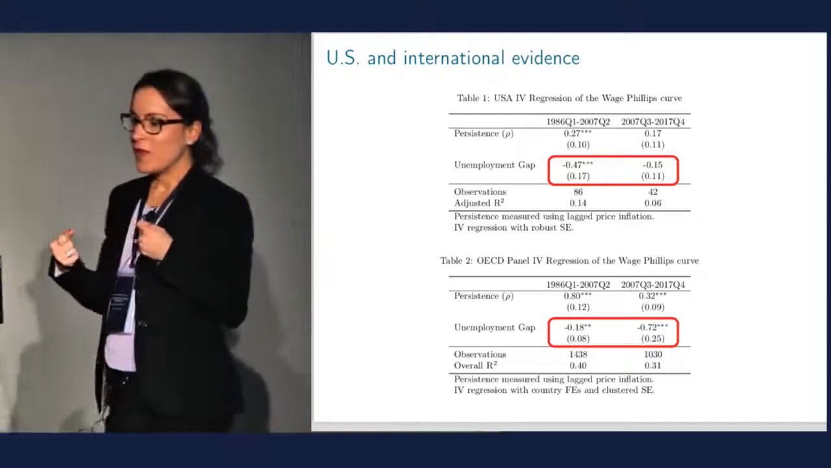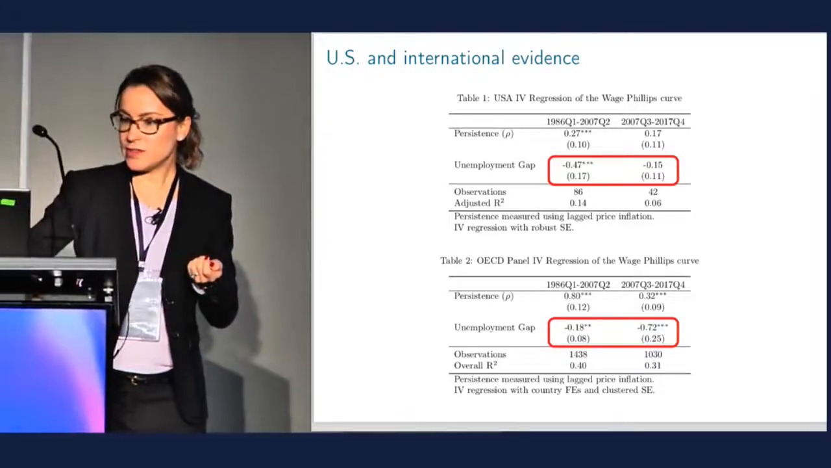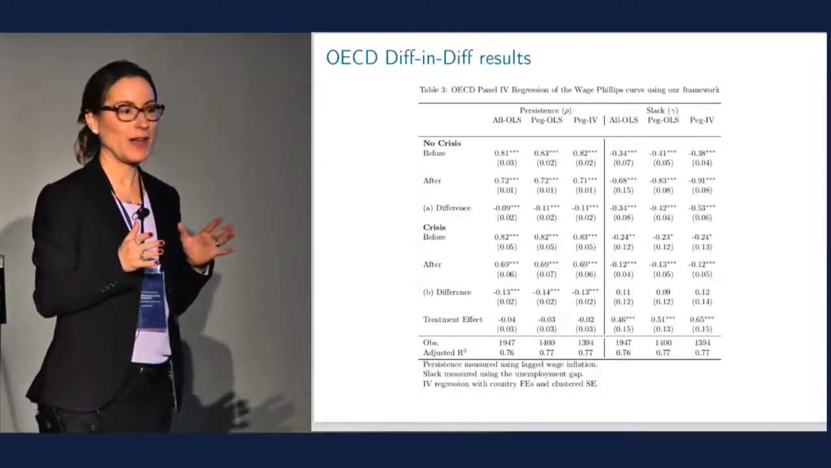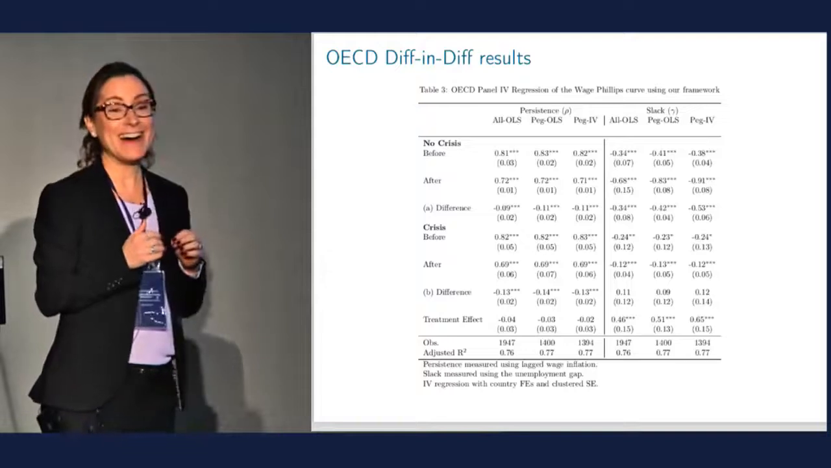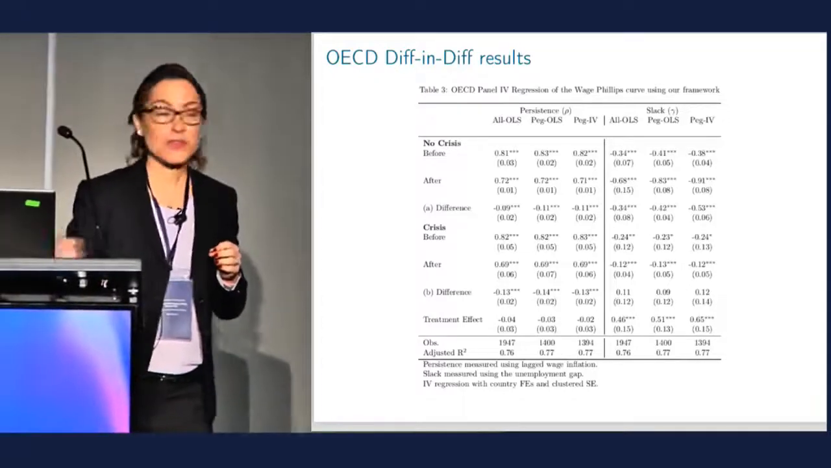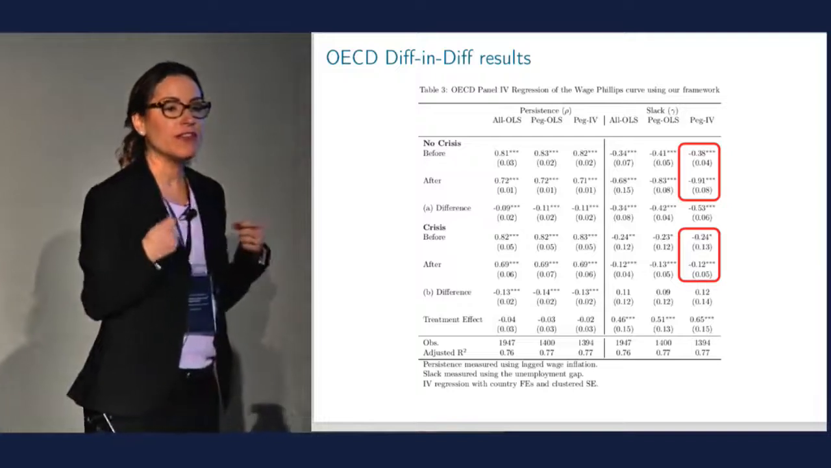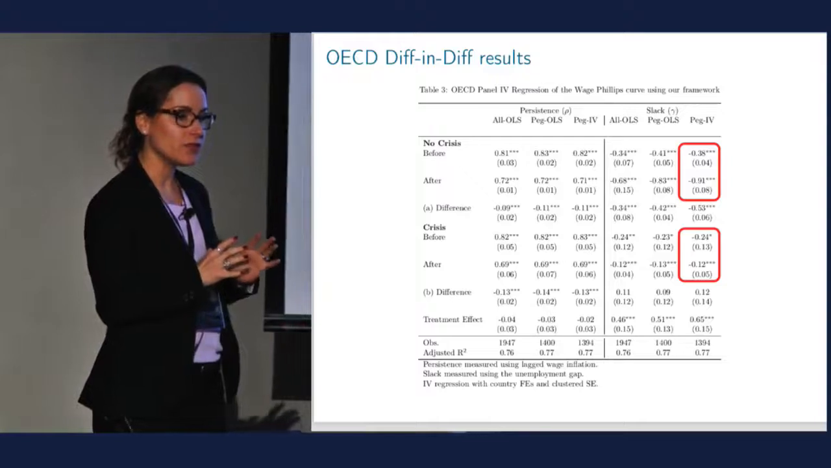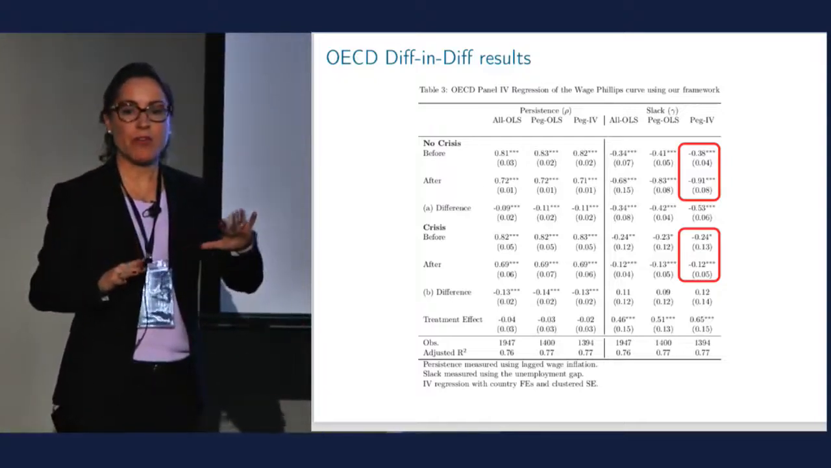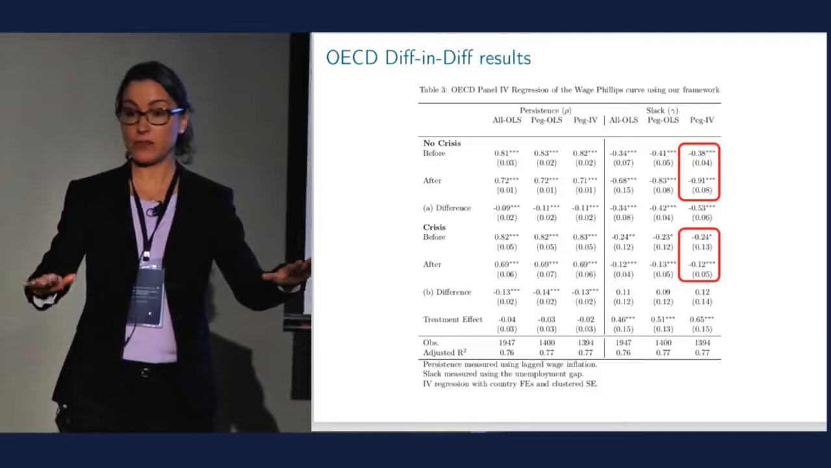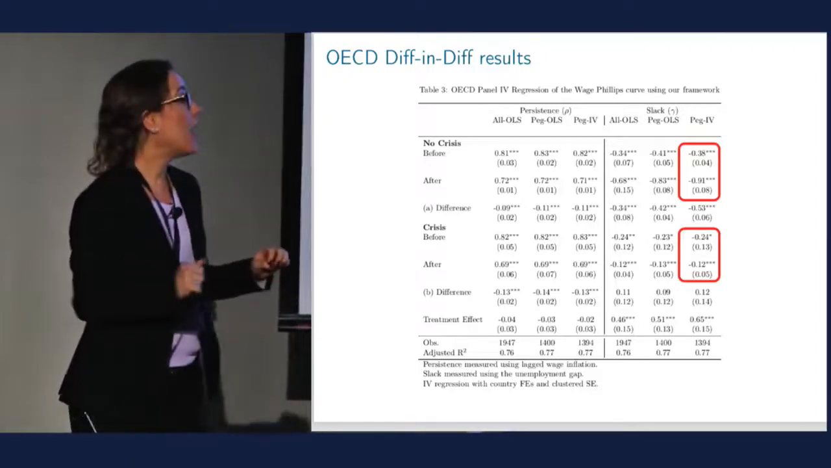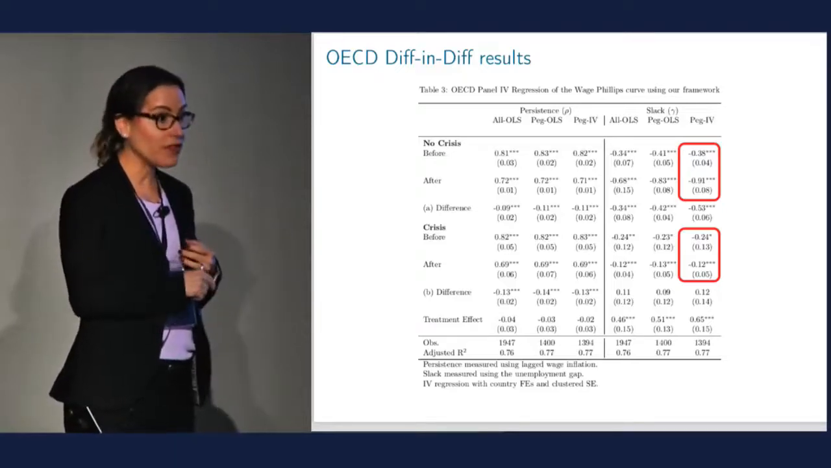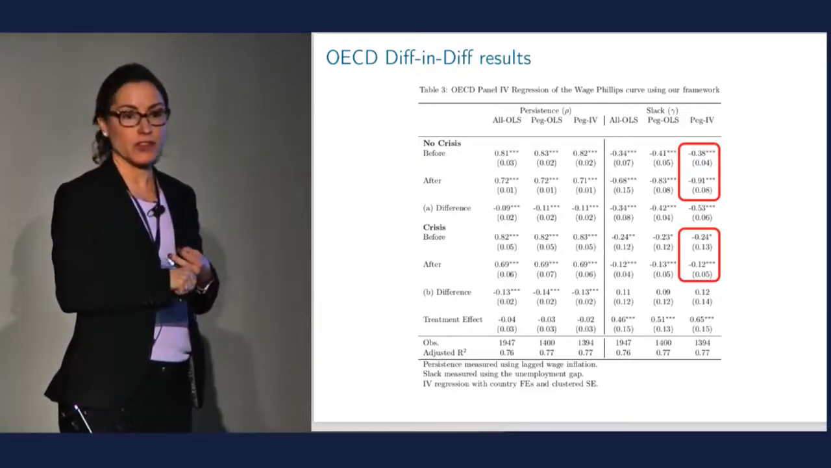And so then what I do is turn to the big table that Oscar didn't want to talk about, and now he makes my life a little bit harder. But here, what we're going to do is try to see what we get out of the diff and diff framework. So what I'm doing here is getting my set of OECD countries, splitting them between countries that went through the financial crisis and countries that didn't, and looking at the estimation of the slope coefficient and the persistence coefficient.